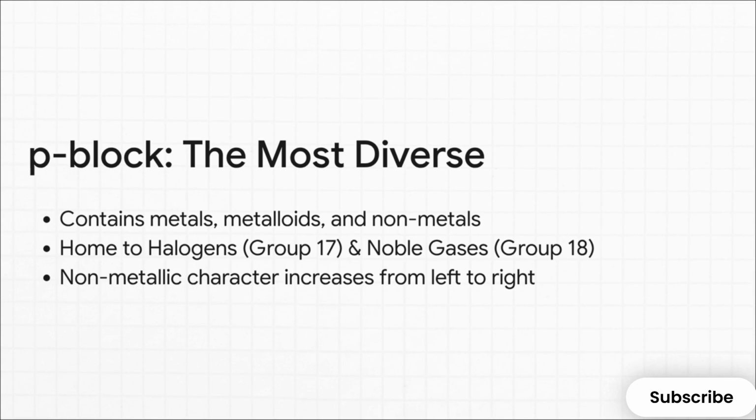All right, let's hop across the table to the P block. This neighborhood is without a doubt the most diverse place on the map. It's the only one that has a wild mix of metals, nonmetals, and metalloids. Those are the elements that can't make up their minds. It's also where you'll find the super reactive halogens and the very stable, very chill noble gases. And here's the key trend to remember: as you stroll from left to right across this block, the elements get less and less metallic.